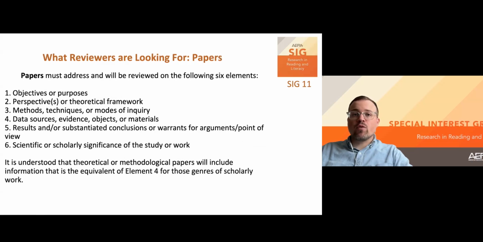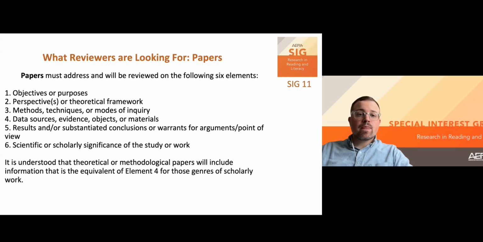Here's what reviewers are looking for in paper submissions. Papers must address and will be reviewed on these 6 elements. First, you'll be required to provide the objectives or purposes of the study that you are submitting. In addition, you will be reviewed on the perspectives or theoretical frameworks that guide the study. These should be explicitly described.